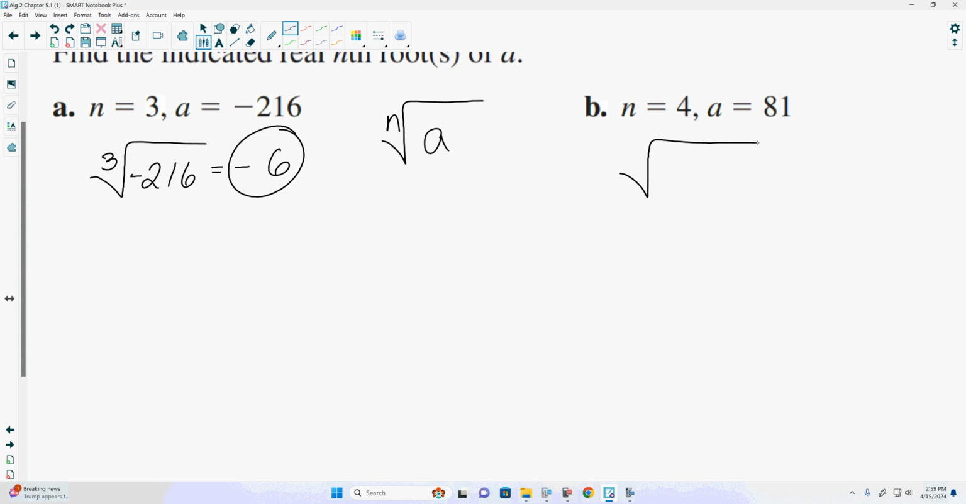B. N is 4, so we'll put 4 in as our index. A is 81. Now, since the index for the second one is even, we either have no real roots, one real root, or 2. None if it's less than 0, 1 if it's equal to 0, or 2 if it's greater than 0. And here, 81 is greater than 0, so we will have 2 real roots. We have to put the plus or minus.